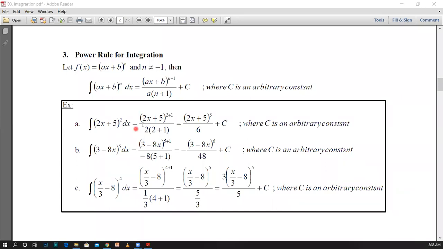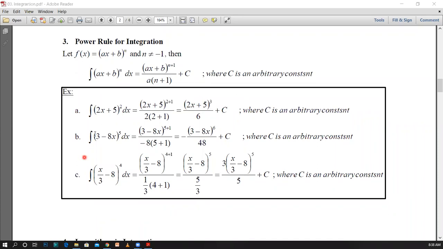Therefore, you can get this as (2x + 5)^(2+1) divided by 2 times (2 + 1). Then you can get the answer as (2x + 5)^3, which is the one added to the existing power. Then divide by 6. 6 is obtained as 1 added to the power, times the coefficient of x.